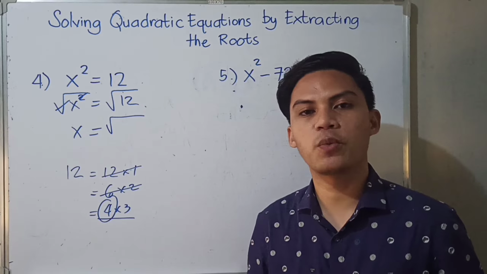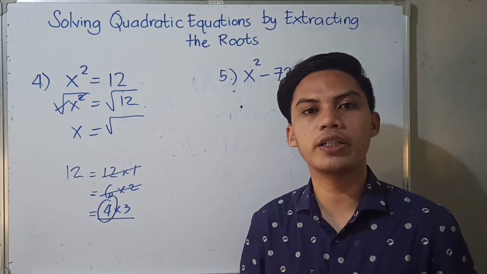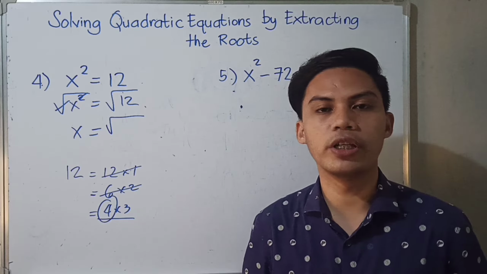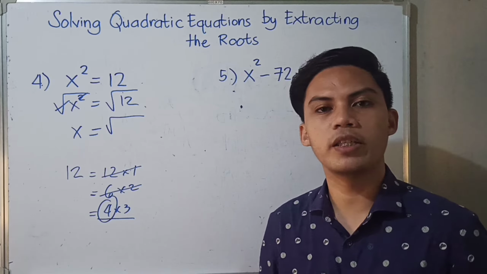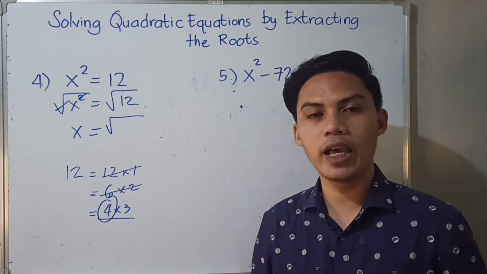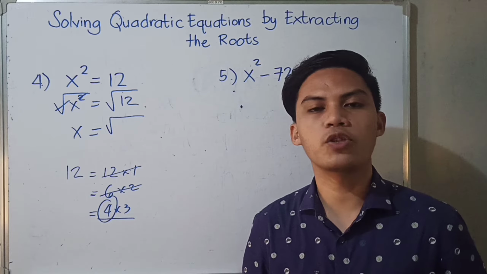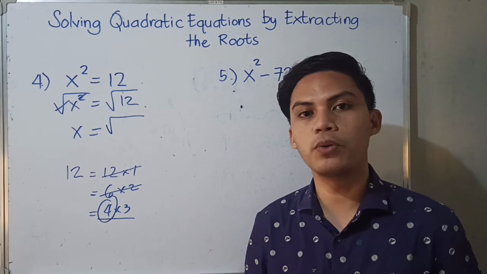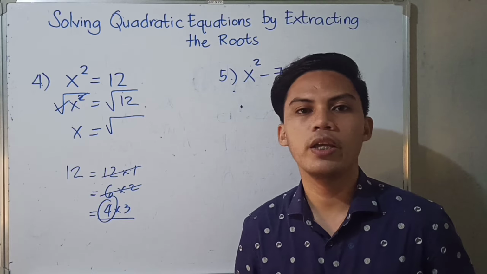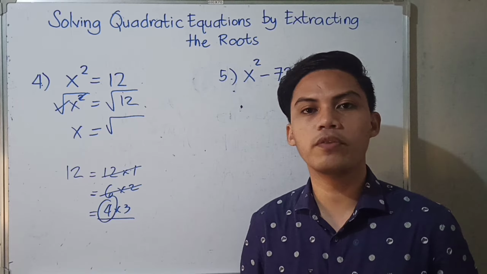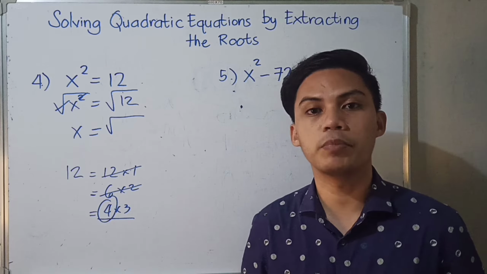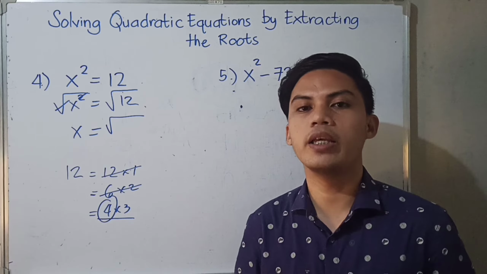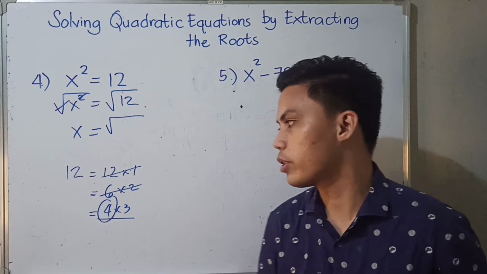Pag sinabi natin perfect square ang isang number, kung kukunin natin ang kanyang square root, ang answer ay integer or integers. Halimbawa, pag sinabi natin square root of 9, ang 9 is a perfect square. Kasi nga, ang square root niya ay positive 3 at negative 3, which are both integers. Okay? How about square root of 13? Square root of 13 or 13 is not a perfect square. Kasi nga, ang roots or square roots niya ay hindi integer or integers.